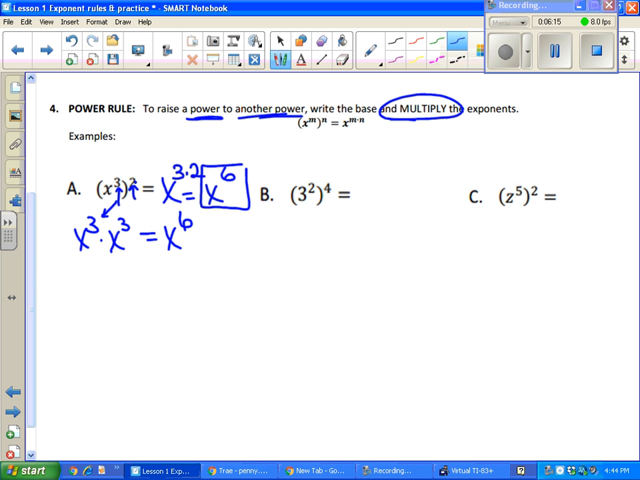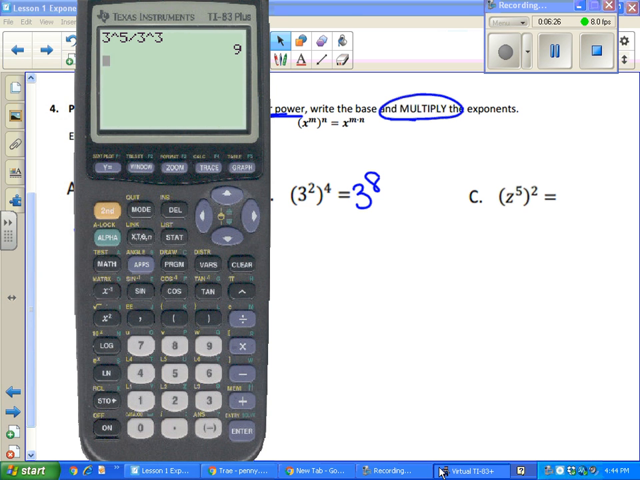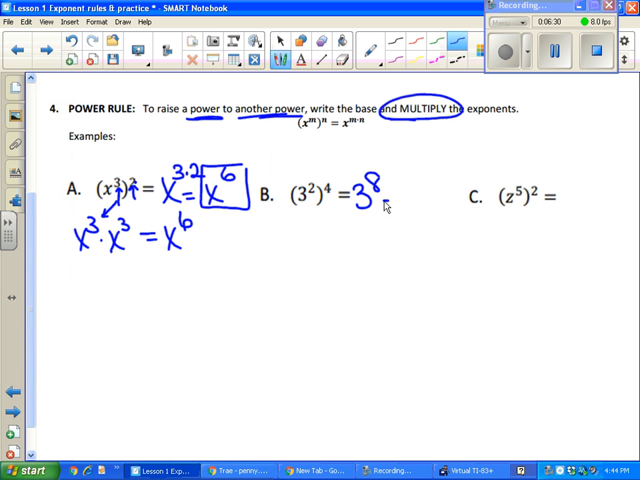3 to the 2nd raised to the 4th power, or power to a power. Multiply the exponents, I get 3 to the 8th. 3 to the 8th turns out to be a very large number. 3 raised to the 8th power, 6561. We are going to try to change those numbers to regular numbers, like 3 to the 8th, 6561. All right, z to the 5 to the 2nd power, multiply your inside power times your outside power, z to the 10th.